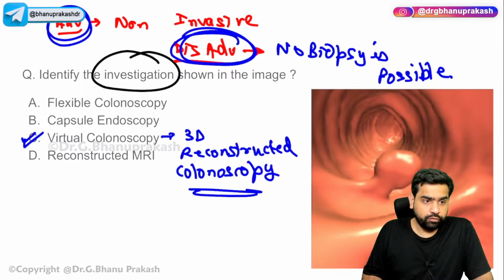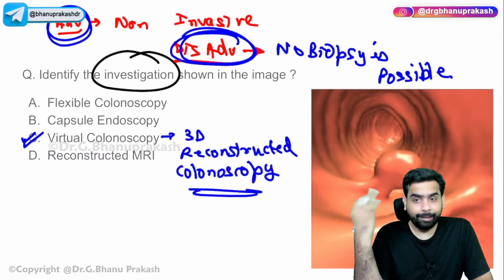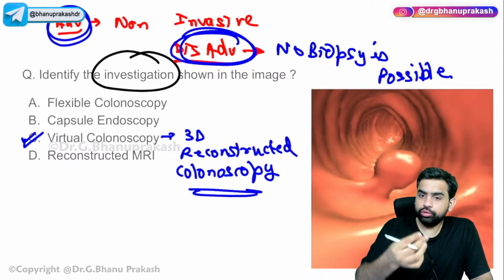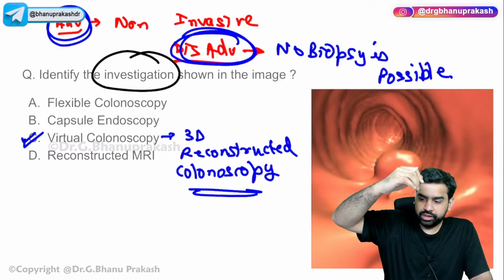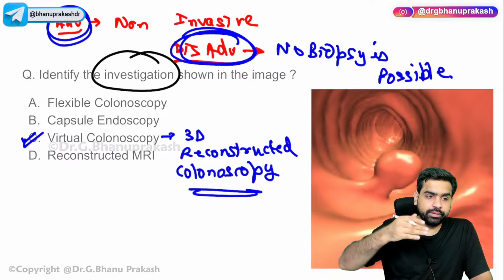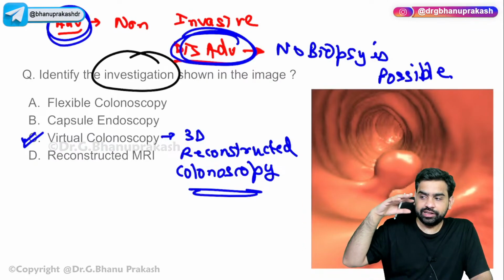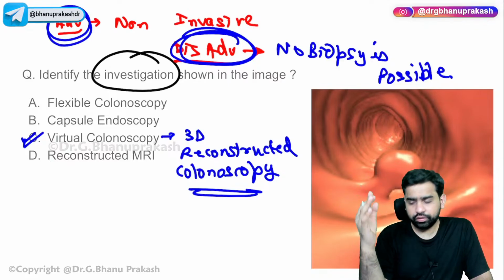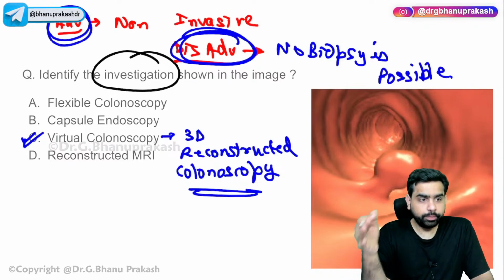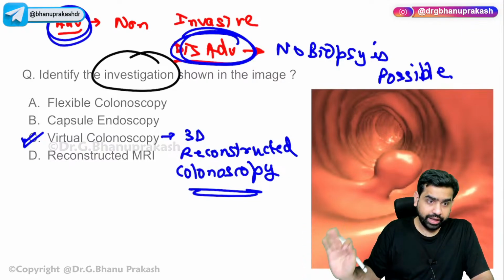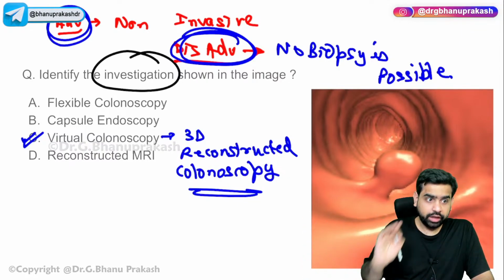Now, virtual versus capsule through this image. Please try to understand, capsule endoscopy doesn't look like this. In capsule endoscopy, you swallow a capsule, and you get multiple small images, which the computer converts. What you basically get is a series of images. Are you understanding my point? That is what you need to understand over here.